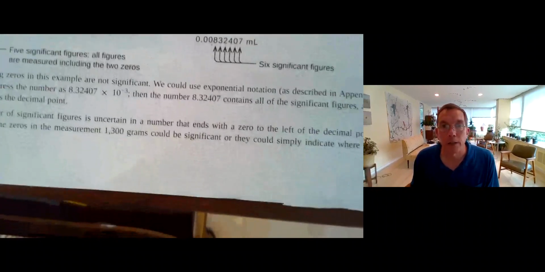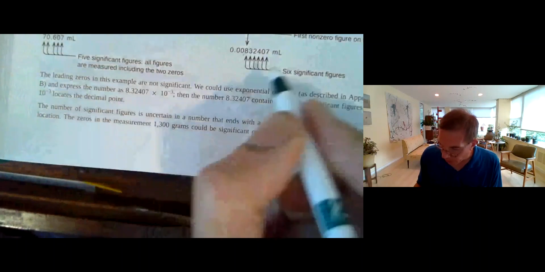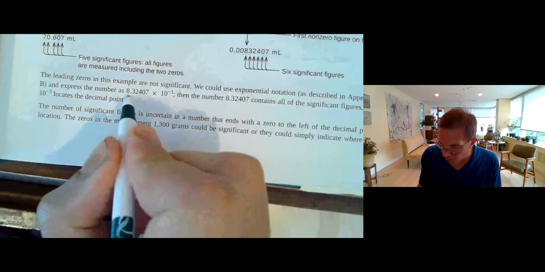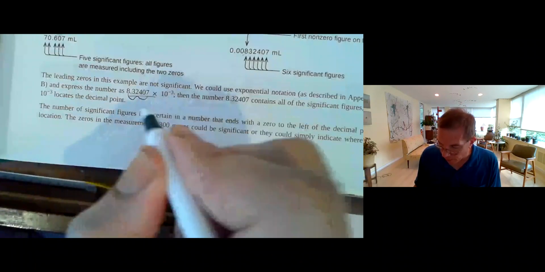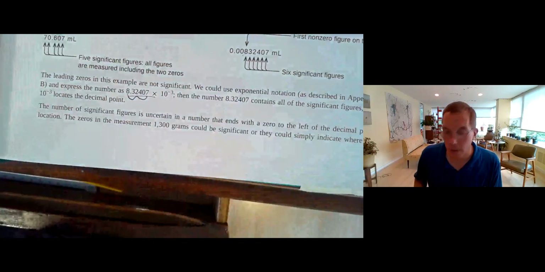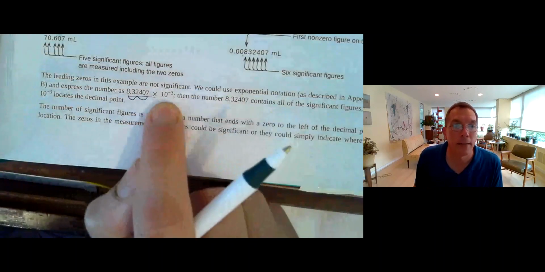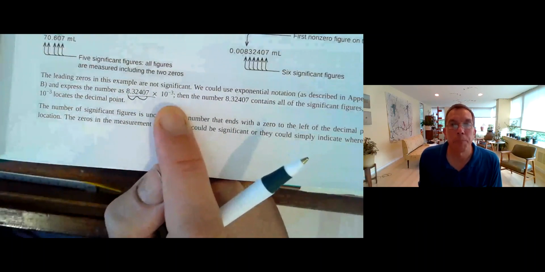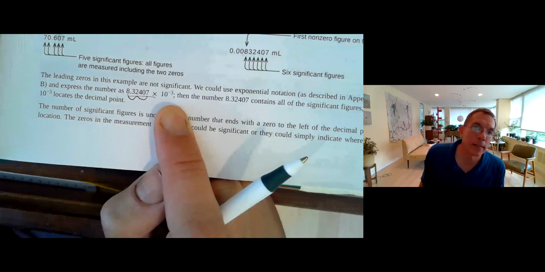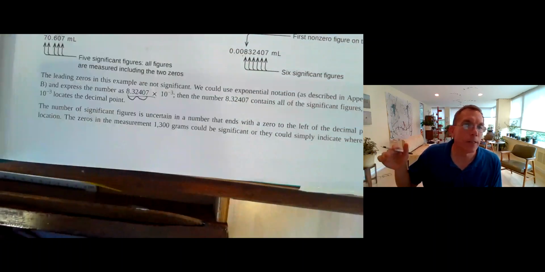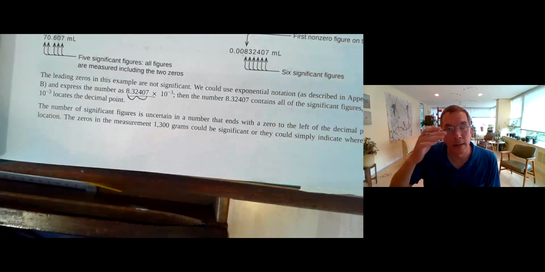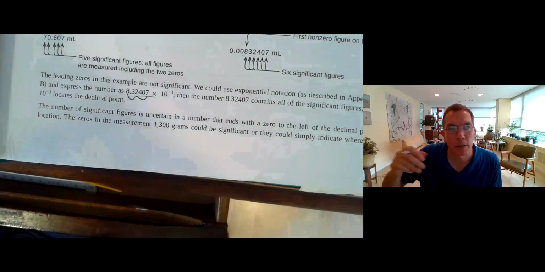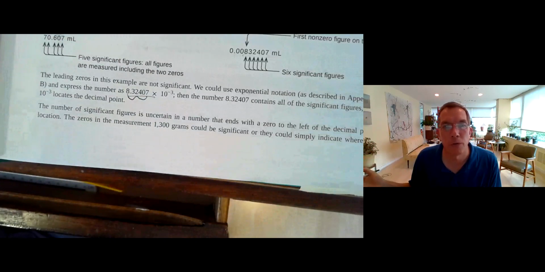And they offer an explanation for why. We could really represent this number as 8.32407 times 10 to the minus 3. Now if we count significant figures, we only count the significant figures in the actual number. We don't count the 10 to the minus 3. Those act like placeholders, telling us whether the first significant figure is in the tenths or hundredths or thousandths place. That is not a significantly measured number. It just tells us something about the magnitude of the number overall.